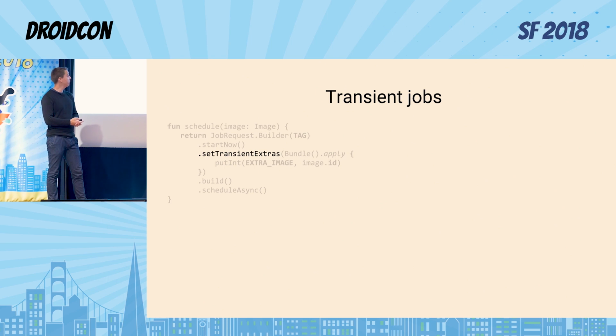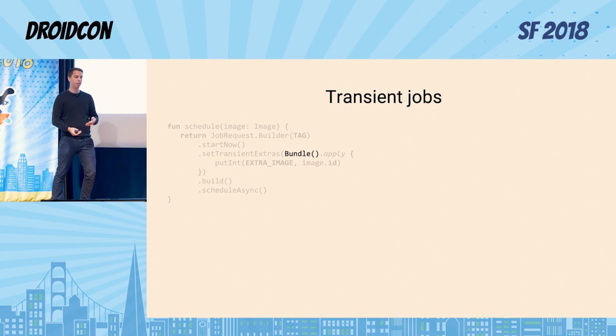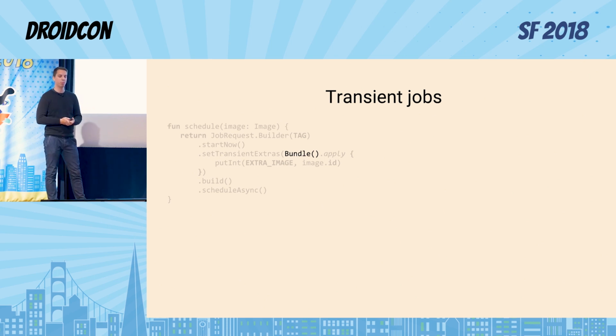And the benefit of them is that you can pass in a real bundle as an argument. Before that, we had this persistable bundle with only primitive types like integers and strings. Here, you can reuse a real bundle and pass in parcelables, for example.